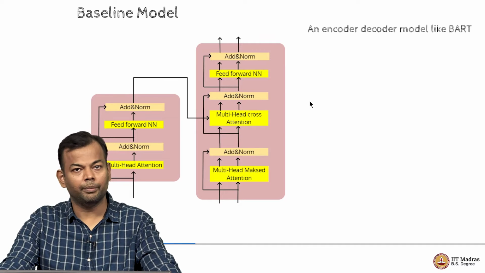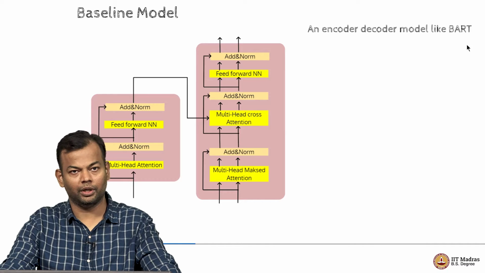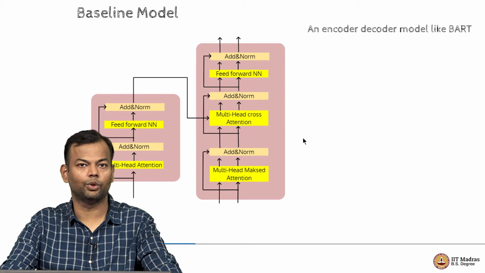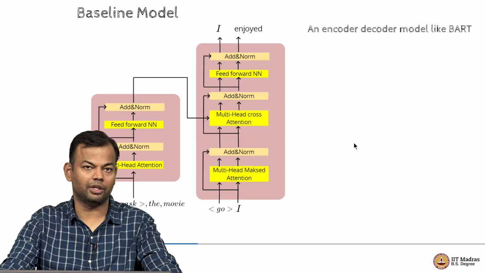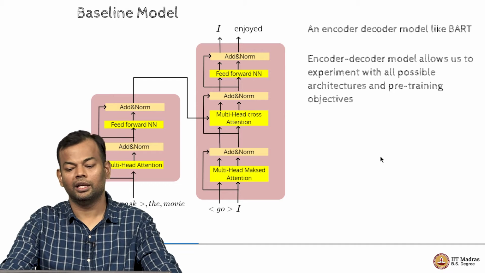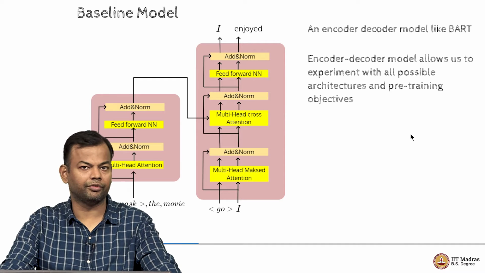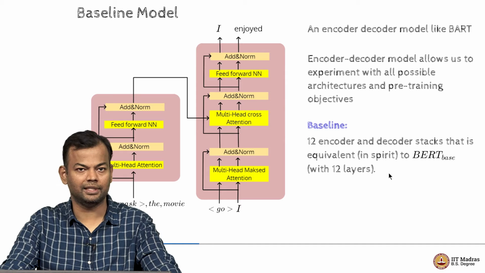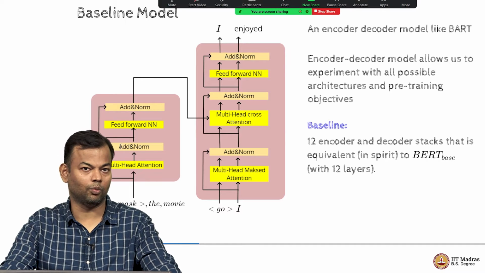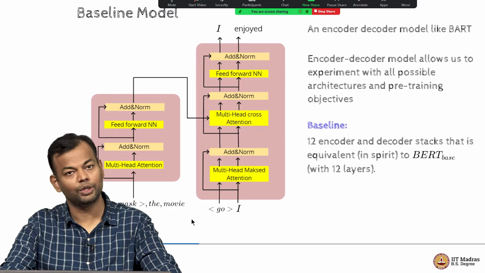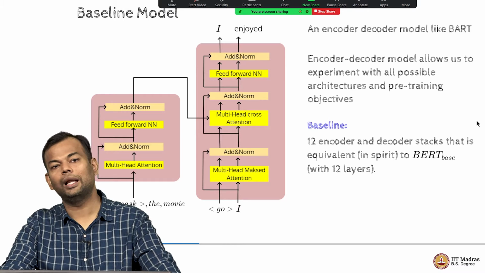So this was a basic encoder-decoder model, like the BERT model, right? So encoder-decoder, and it takes a corrupted span and it tries to generate the entire sequence, right? And it allows us to use different types of pre-training objectives, as we will see. The baseline model had 12 encoder layers. So this is like one encoder layer, as you know. So there were 12 such encoder layers and 12 decoder layers, right?